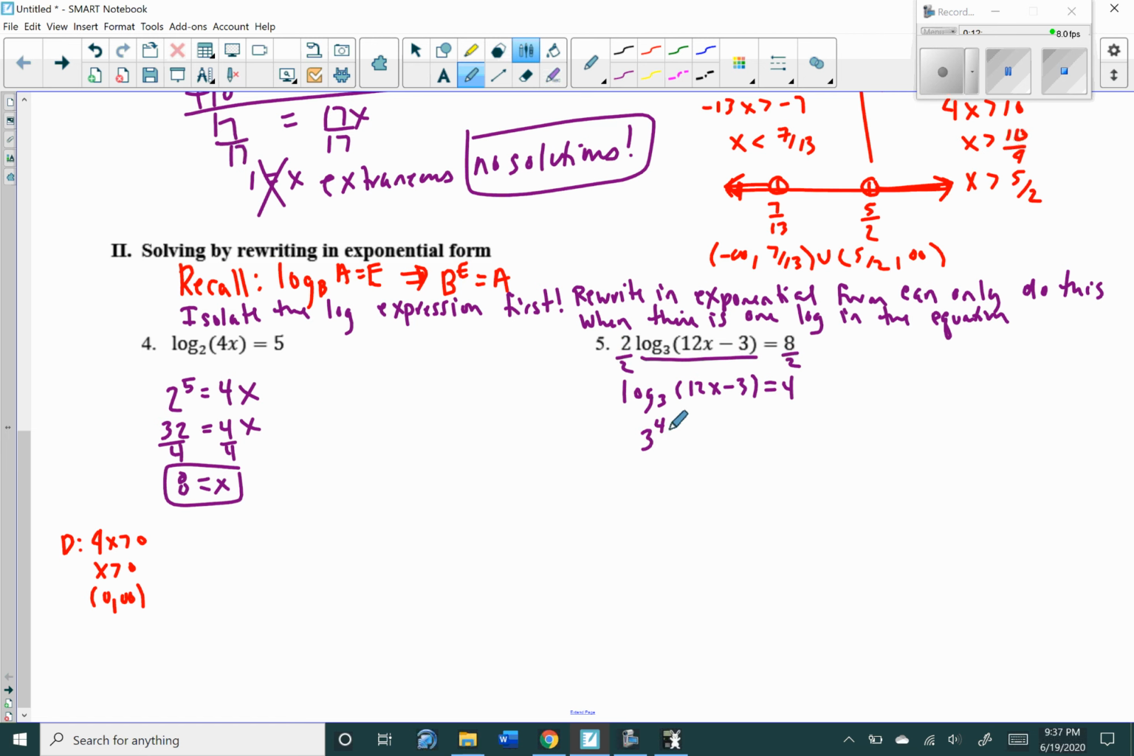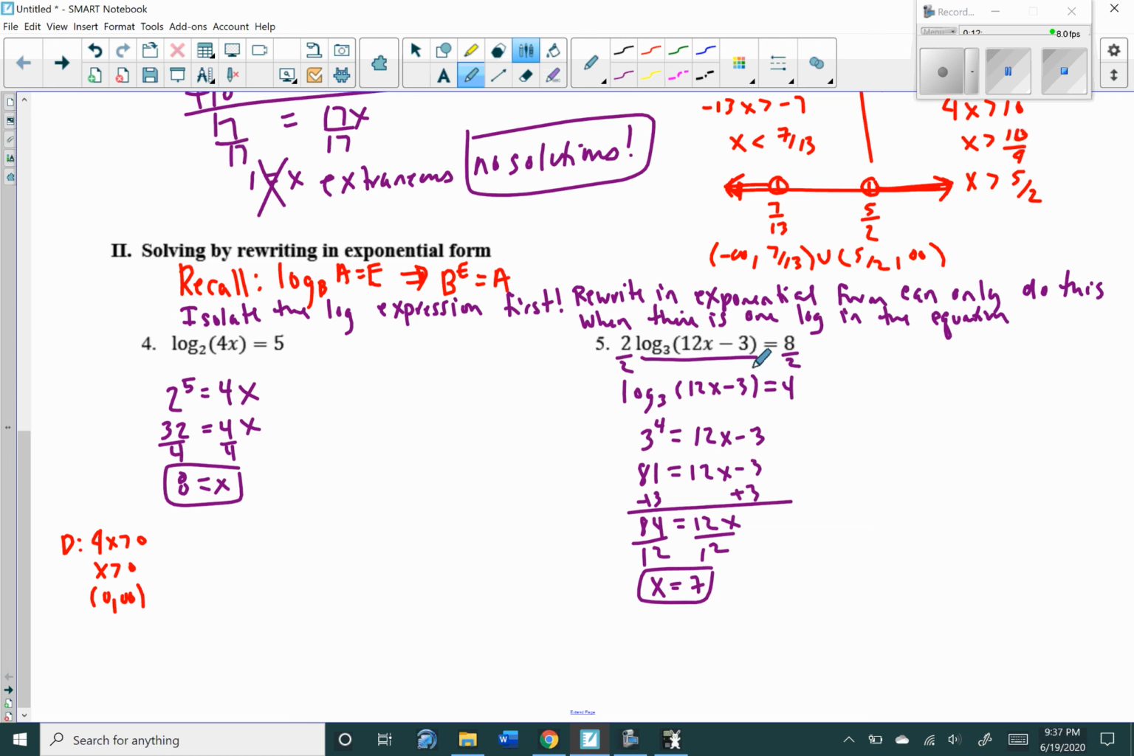So 3 to the power 4 equals the argument 12x minus 3. 3 to the power 4 is 81. Add the 3. 84 equals 12x. Divide by 12. And you get x is equal to 7. And of course you want to check your work.